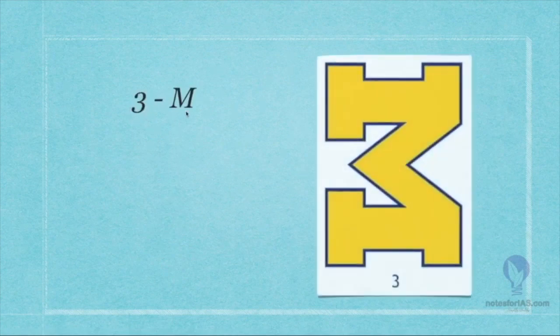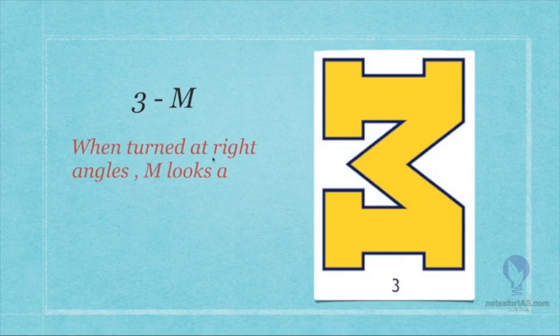Similarly, for the number 3, the sound is ma. When you turn it at right angles, M looks a lot like 3. So this is M which has been turned at right angles, and it looks a lot like 3.